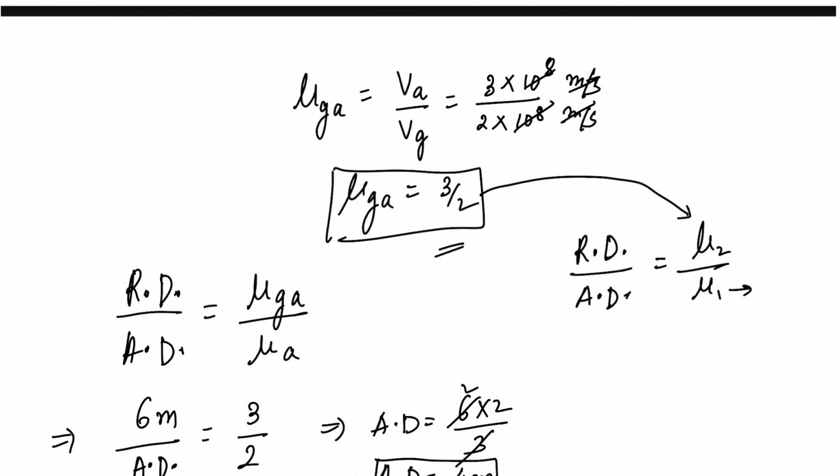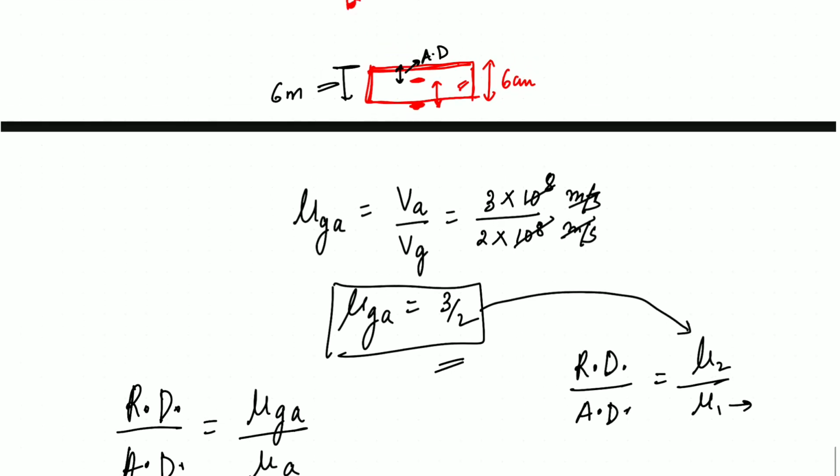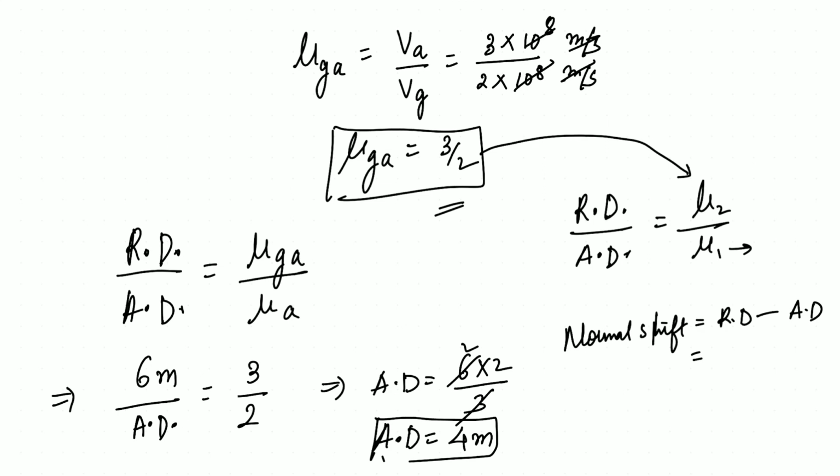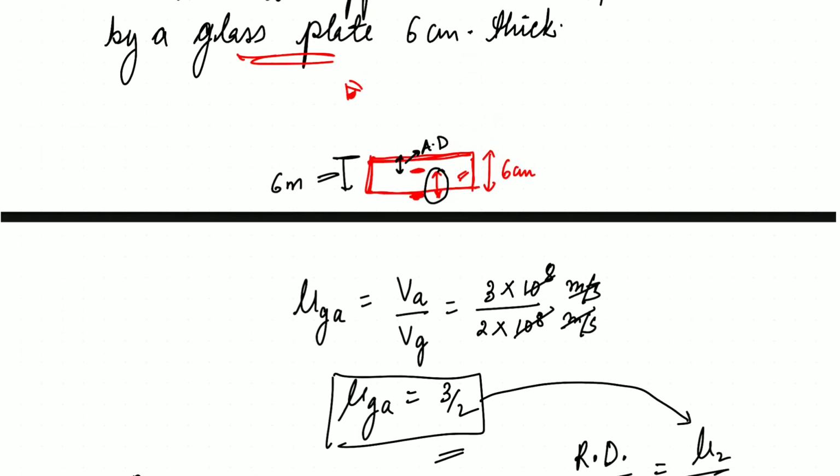Now, by how much is it being raised? So basically you're supposed to find out this distance, right? That is basically your normal shift. So your normal shift is real depth minus apparent depth, right? So what is your real depth? Real depth is basically 6 centimeter minus apparent depth 4, so 2 is the answer. So basically you will see the ink is raised by 2 centimeter. Ink will be raised by 2 centimeter.